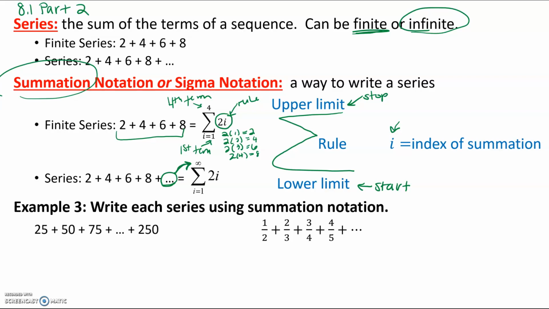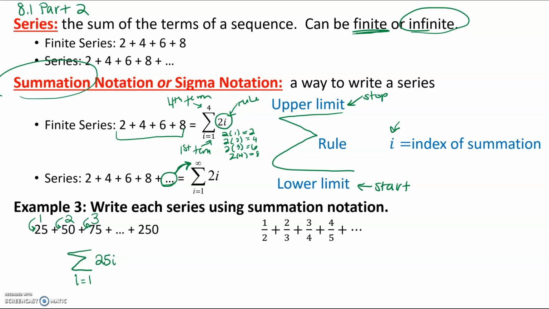So let's go ahead and write each series using summation notation. So right here, I'm going to draw my capital letter sigma. Okay, it just looks like a big E. And on the bottom, we are starting with our first term, so we're going to write i equals 1. And we're trying to figure out what the rule is in order to get us to 250. So if this is my first term, second term, third term, how are these related? So it looks like each time I'm taking my term number times 25. So I'm going to say this is 25i. So 25 times my term number.